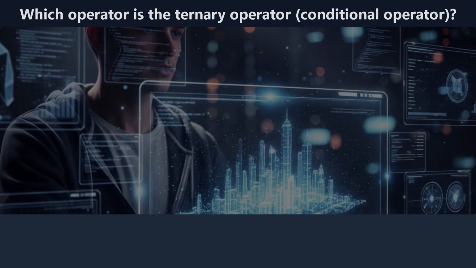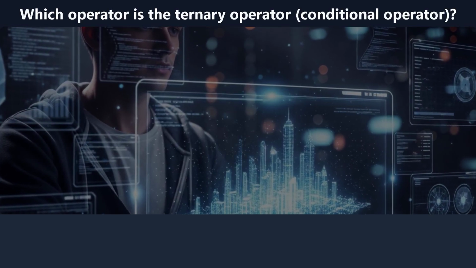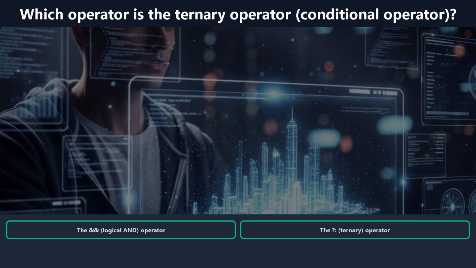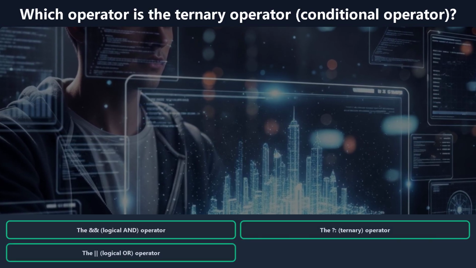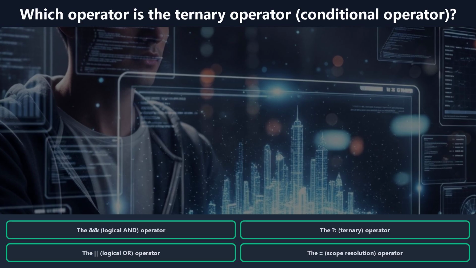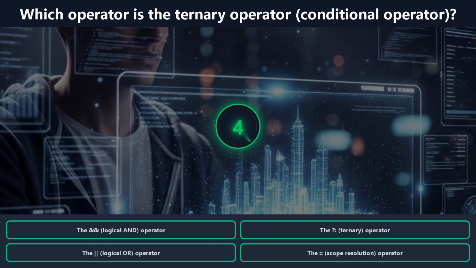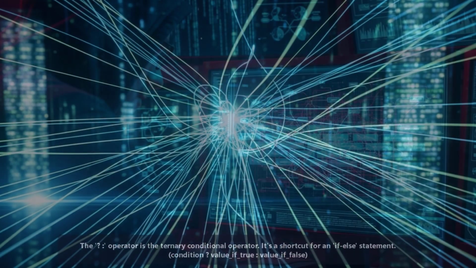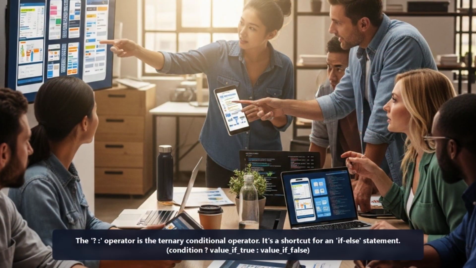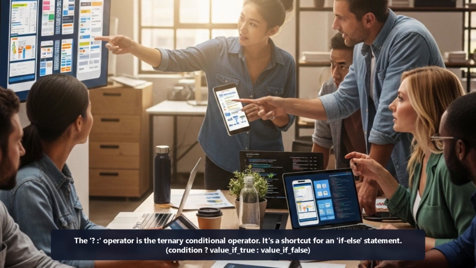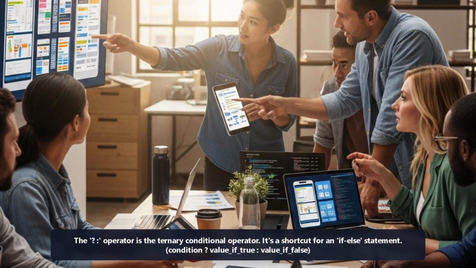Which operator is the ternary operator, conditional operator? The logical and operator. The ternary operator. The logical or operator. The scope resolution operator. The ternary operator. The question mark operator is the ternary conditional operator. It's a shortcut for an if-else statement. Condition ? value_if_true : value_if_false.